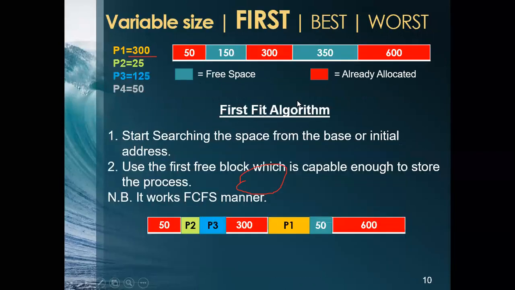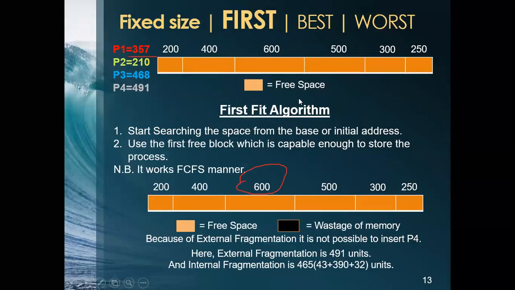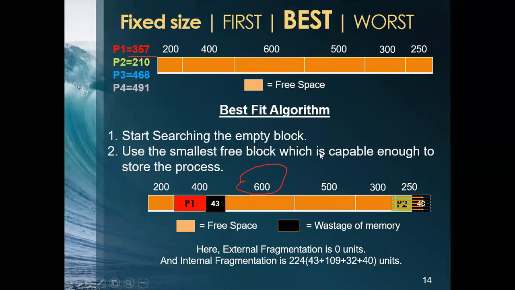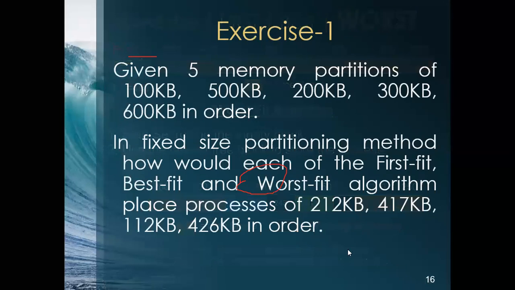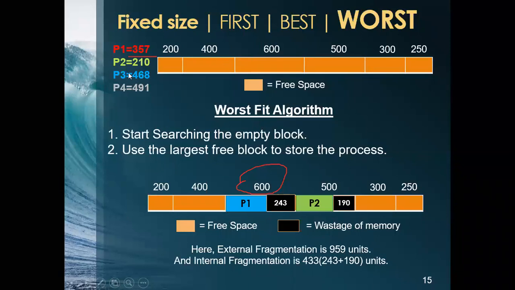And also what we have seen, there are two types of fragmentation. One is internal fragmentation, that is the memory that gets wasted because of allocating to the process. And another is external fragmentation, that is the process that we could not allocate. So in the fixed size, which process could we not allocate? P4. So the external fragmentation is 491. Why? Because the size of P4 is 491. In the best fit algorithm, there is no external fragmentation. Why? Because we have allocated memory for all the processes. And in the worst fit algorithm, what is the external fragmentation? 959. Why? Because we couldn't allocate process 3 and 4.